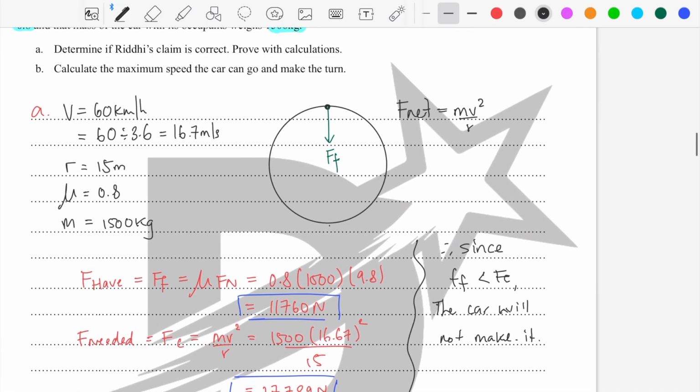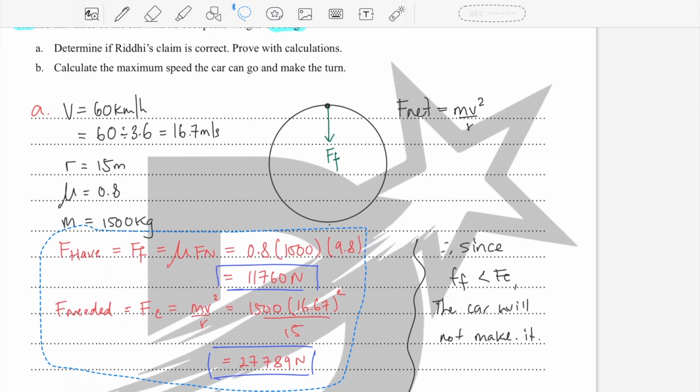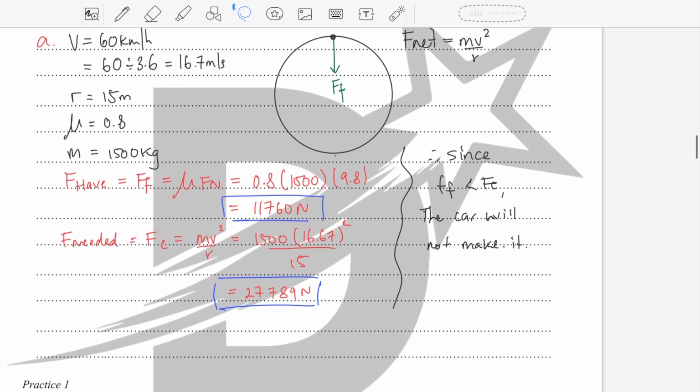Okay, part B. Part B says, calculate the maximum velocity or the maximum speed that the car can go and make the turn. So in other words, this is basically the fastest speed you can travel at before sliding. Okay, so I'm just going to quickly move all of this up so I have more space down below. And then we can have a go at part B.